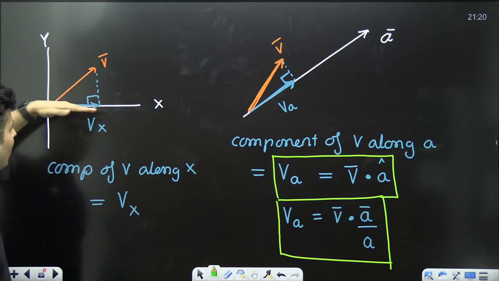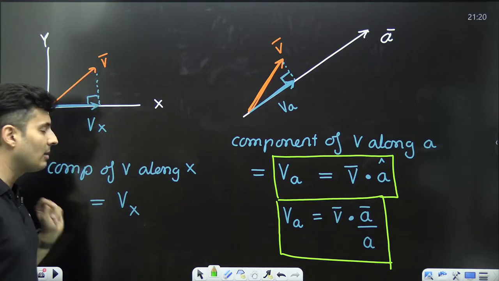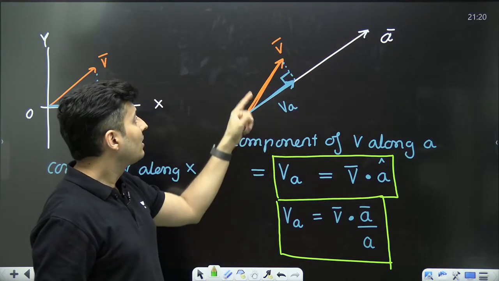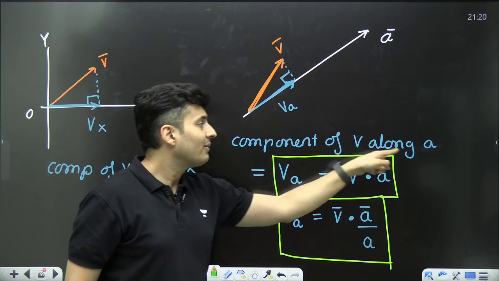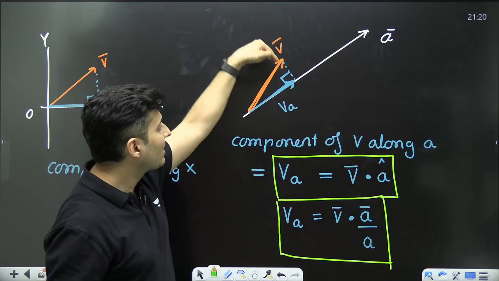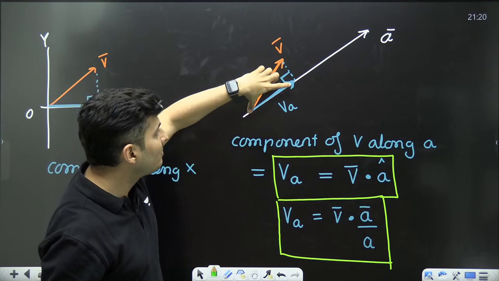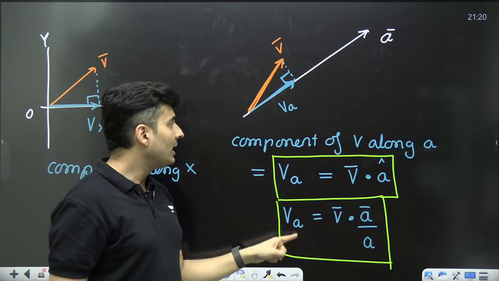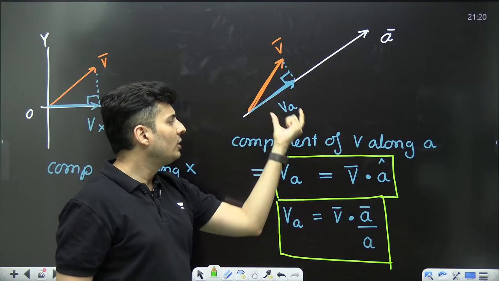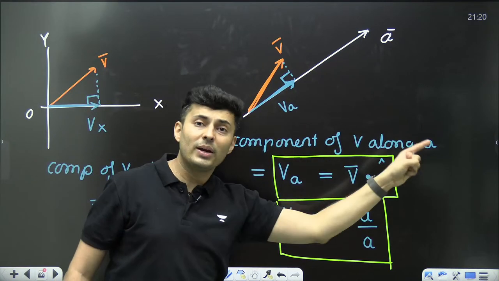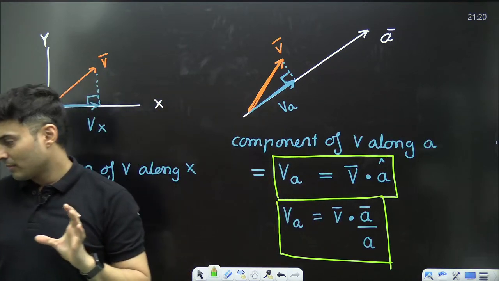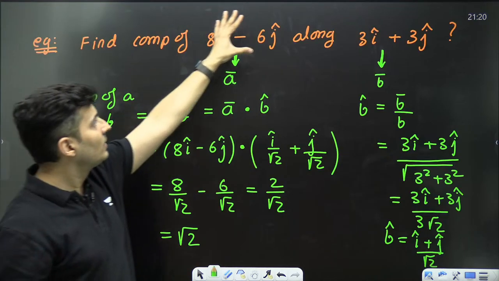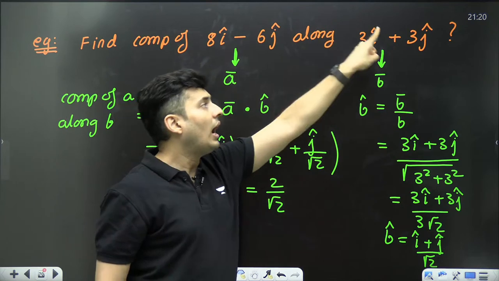Like velocity along or vector along x-axis is v subscript x. Component of this vector along this vector means v subscript a, or basically you drop the perpendicular, that's it. How much is this vector along this direction? What's the formula? Take that vector, dot product with the unit vector of the vector along which you want to find the component. That's all.